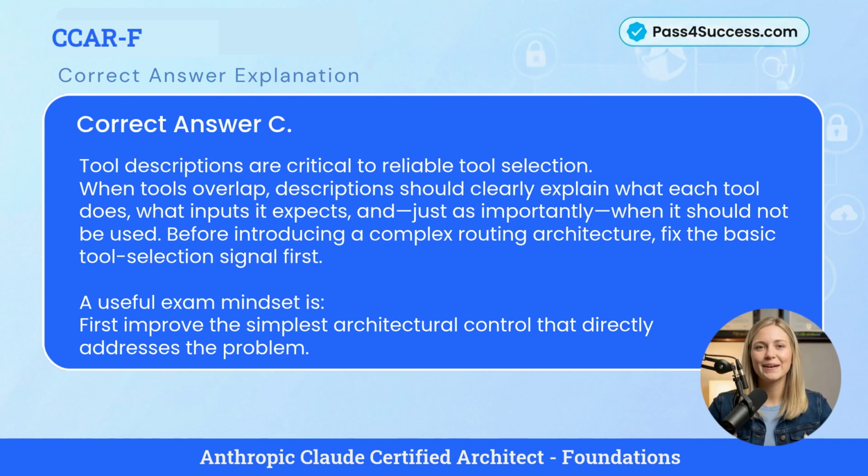Correct answer C. Tool descriptions are critical to reliable tool selection. When tools overlap, descriptions should clearly explain what each tool does, what inputs it expects, and, just as importantly, when it should not be used. Before introducing a complex routing architecture, fix the basic tool selection signal first. A useful exam mindset is: first improve the simplest architectural control that directly addresses the problem.